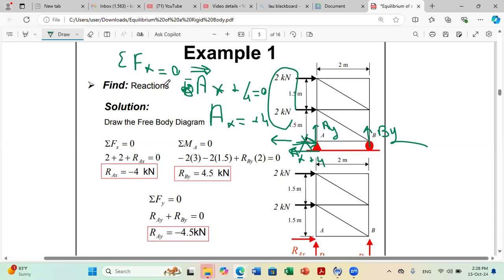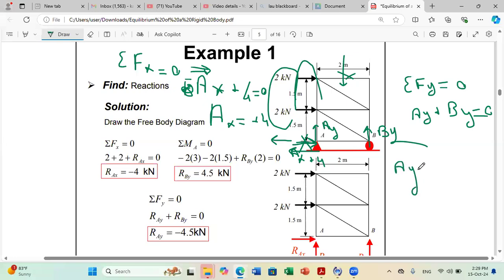Now I will move to sum of y. If I write sum of forces in y equals 0, I have two unknowns, ay and by. I don't have any force other than these two, so no forces having y component. I just have ay and by. So I can say that ay plus by equals 0, so they should be opposite. So from sum of forces along y equal to 0, I deduce that ay is equal to minus by.